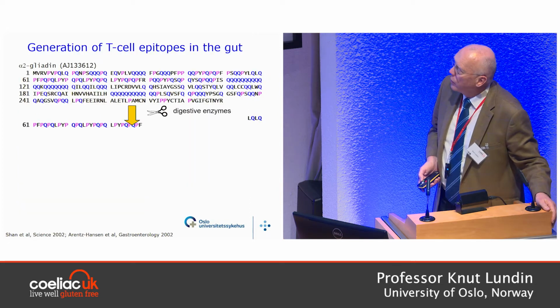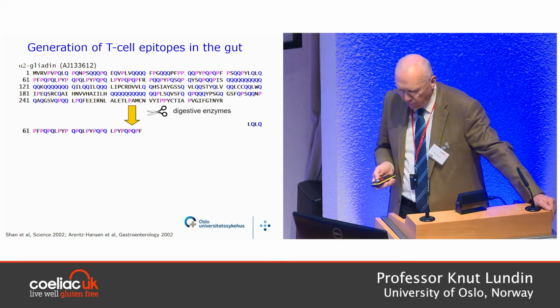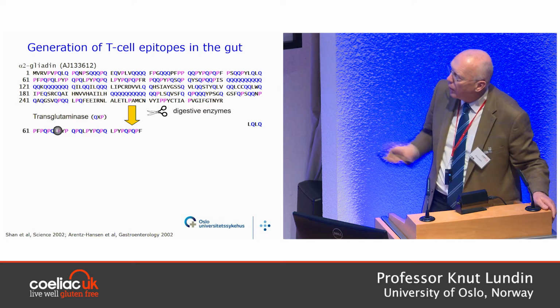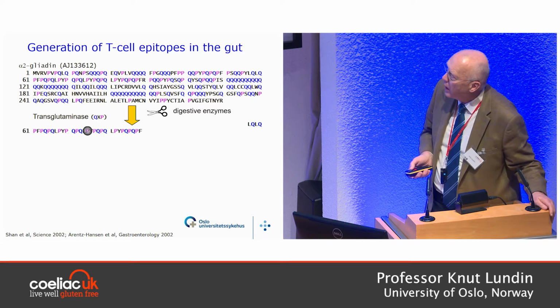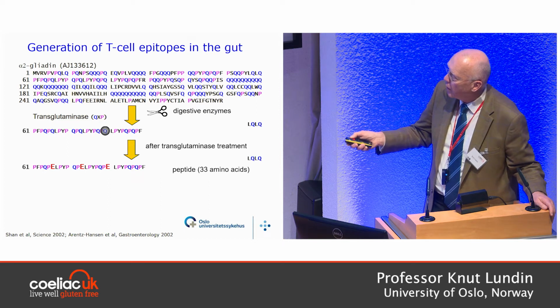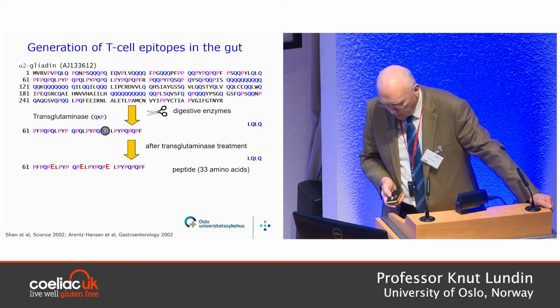We know a lot about this disease. We know how gluten is chopped up by digestive enzymes. We know that transglutaminase comes in sniffing on these glutamines and changing them so that the Qs are transformed to E's. E is glutamic acid.